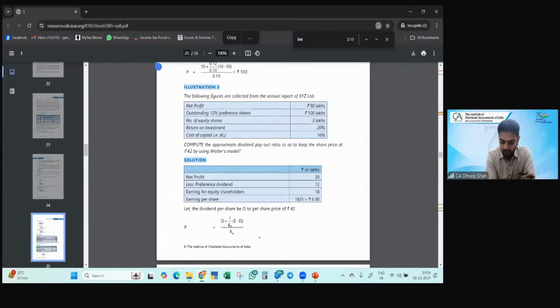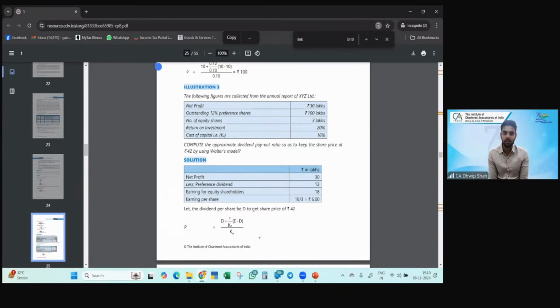The following is illustration number 3. The following figures are collected from the annual report of XYZ Limited. Net profit is 30 lakhs. 12% preference shares is 100 lakhs. Number of equity shares is 3 lakhs. ROI is 20%. KE is 16%. Compute the approximate dividend payout ratio so as to keep the share price at 42 by using Walter's model.